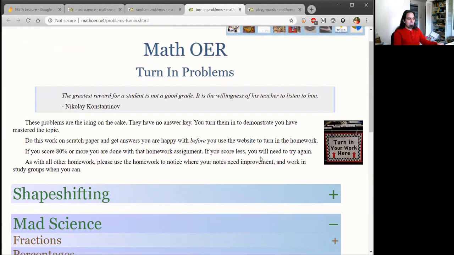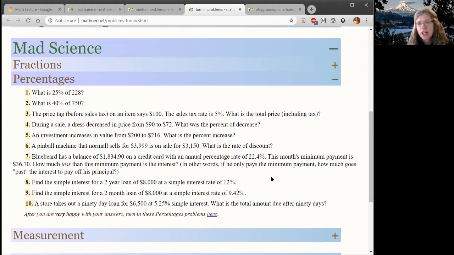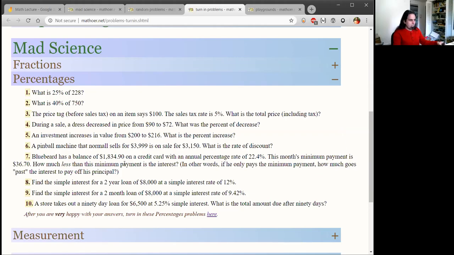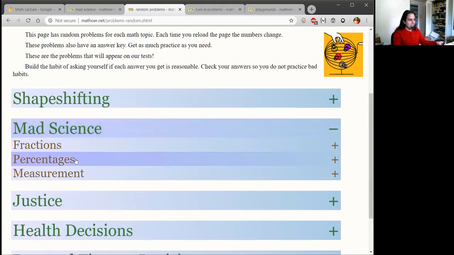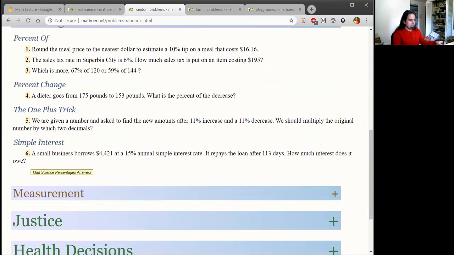Okay, any other questions? Any other on the mad science percentages homework? There was a chat question from Josh about going over simple interest. Sure, yes, let's do number 9. Actually, let me see if I can find a random one so I'm not giving away the homework. Okay, let's do number 6.